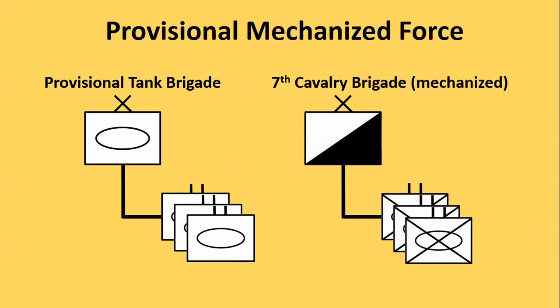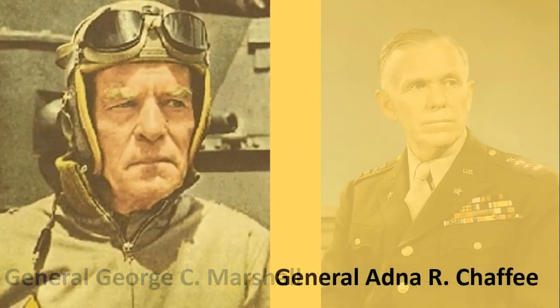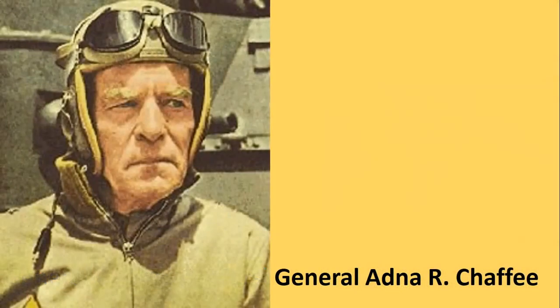After evaluating the findings of the maneuvers, it was decided by U.S. Army Chief of Staff George C. Marshall to form a separate armored force again. He ordered the 1st Armored Division to be assembled under the command of General Abner R. Chaffee, who is considered the father of the modern armored force.